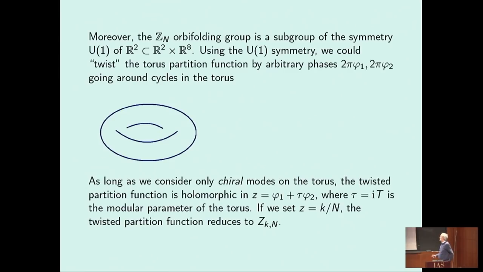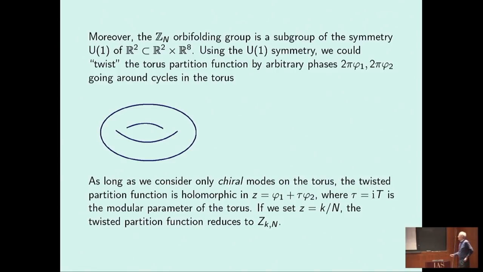So the annulus is closely related to the partition function of purely right-moving closed string modes on a genus 1 Riemann surface with the modular parameter tau. Moreover, the Zn orbifolding group is a subgroup of the U1 symmetry of R2. And using the U1 symmetry, you could twist the torus partition function by phases, 2 pi phi 1 and 2 pi phi 2, going around cycles in the torus. So what twisting by phases means is that when a closed string mode goes around a circle, it comes back with a rotation by an element of U1. And we can independently do that around this direction or this direction.